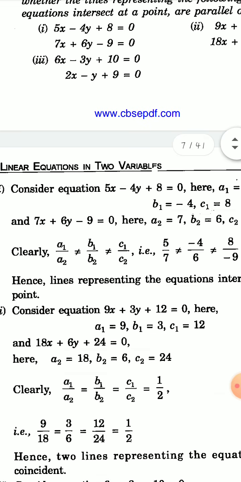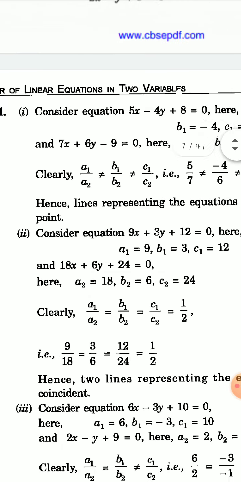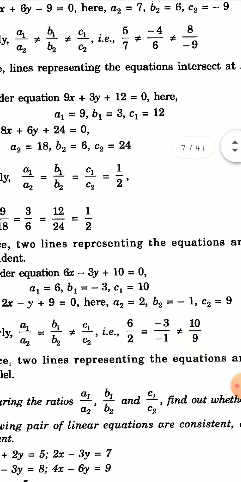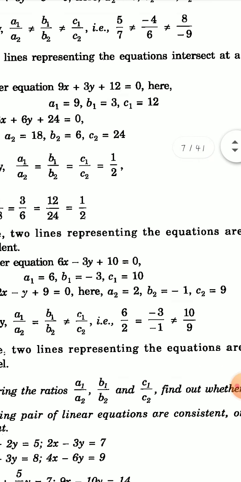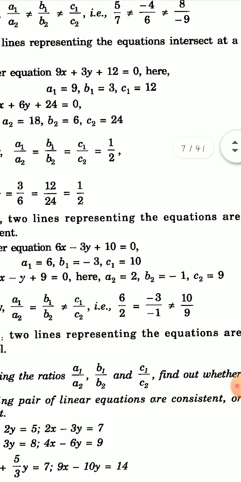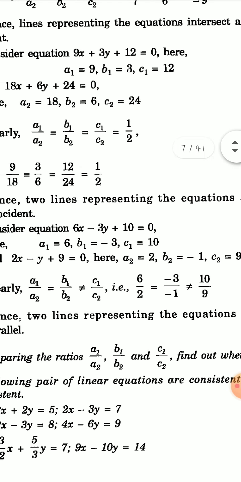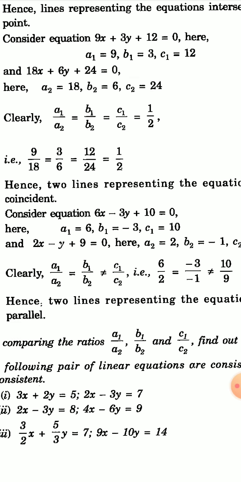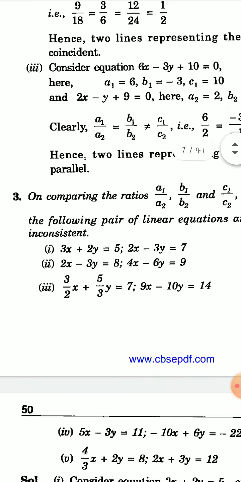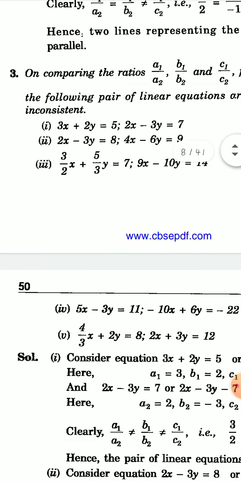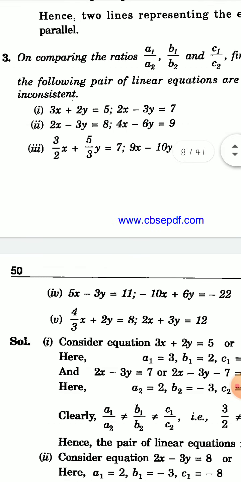In the third part, a1 upon a2 is 6 upon 2, b1 is minus 3, b2 is minus 1, so it is minus 3 and c1 upon c2 is 10 upon 9. So a1 upon a2 and b1 upon b2 are equal but not equal to c1 upon c2, so the lines will be parallel.